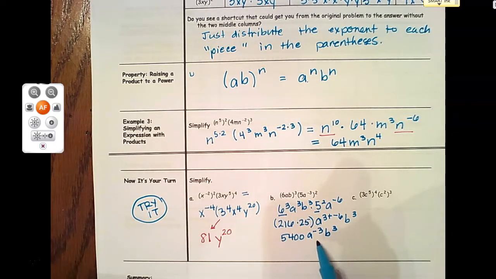And last but not least, I can't leave that negative exponent. So 5400, b to the 3rd on top, with a to the 3rd on the bottom.